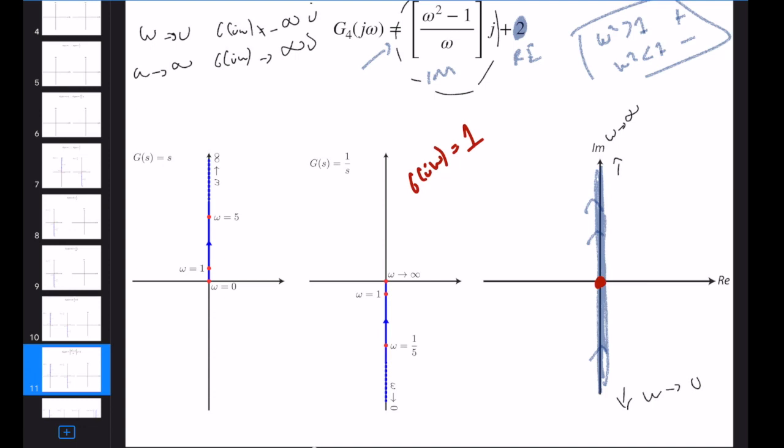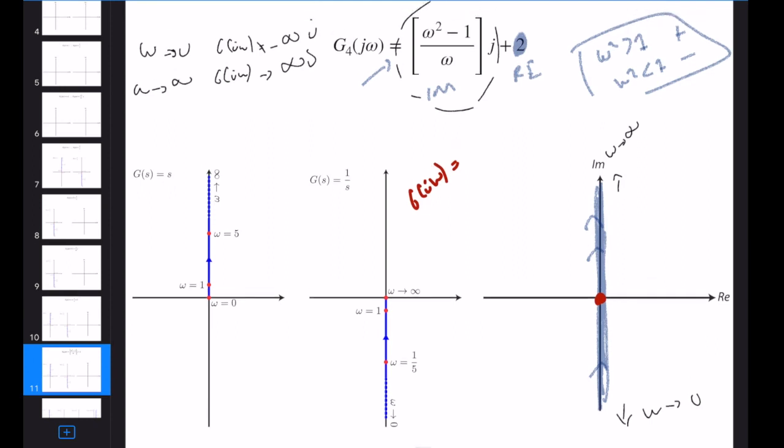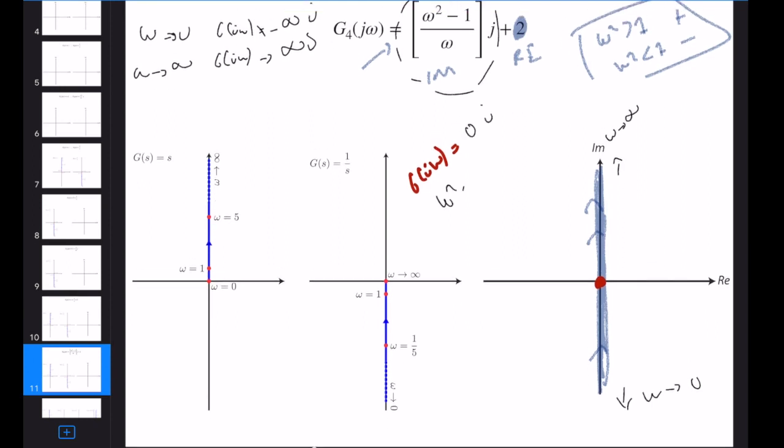Okay, in this case, of course, 1, no, sorry, it is wrong, 0 times j. So omega squared minus 1 divided by omega should be equal to 0. So omega squared is equal to 1, omega is equal to 1. So here omega is equal to 1 radian per second.